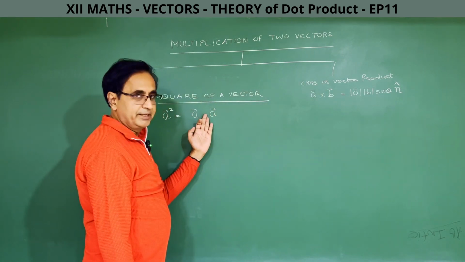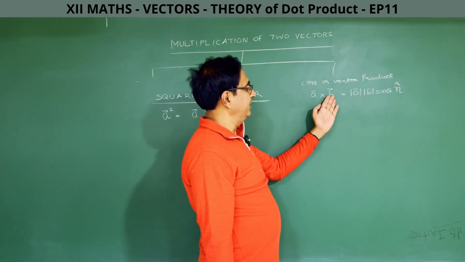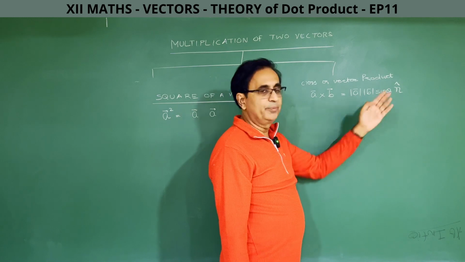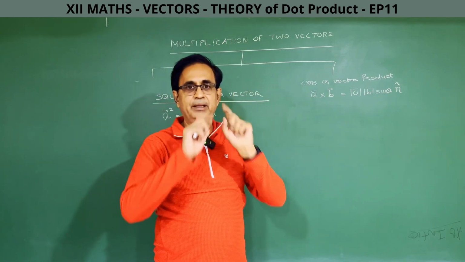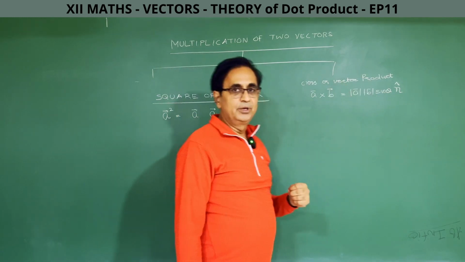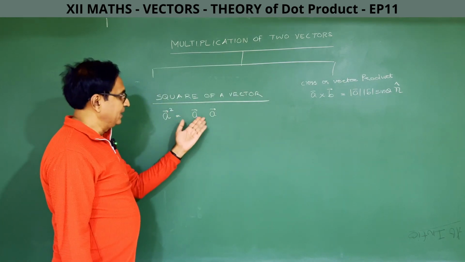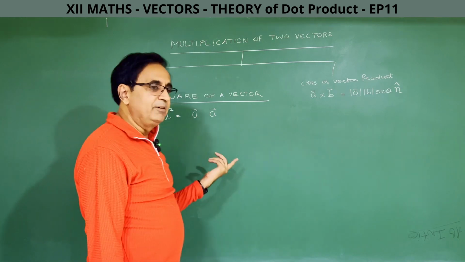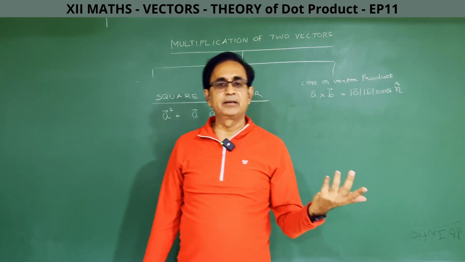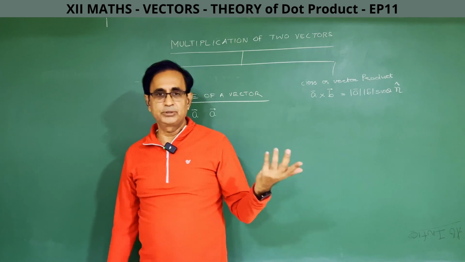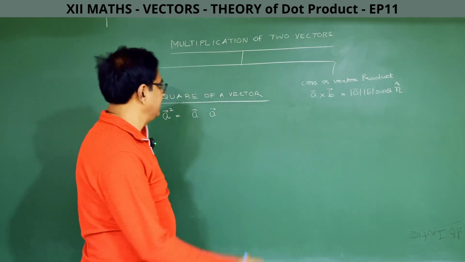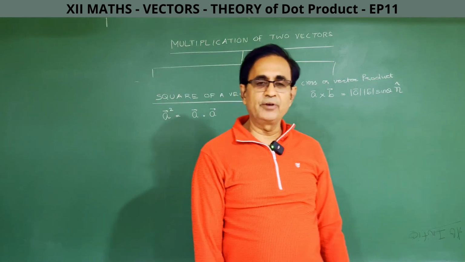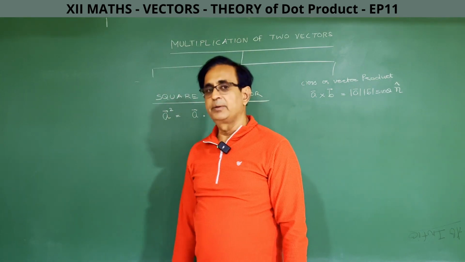Suppose I put cross here. So what will be A cross A? Magnitude of vector A into sine 0, because the angle between vector A and vector A will be 0. And sine 0 is 0, therefore A cross A will always be a null vector. So there would be a universal statement: square of every vector in the entire world is a null vector. That is not true. So we will take it as a dot product. By definition you will remember, square of a vector means A dot A and not A cross A.